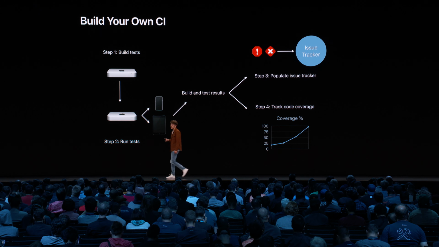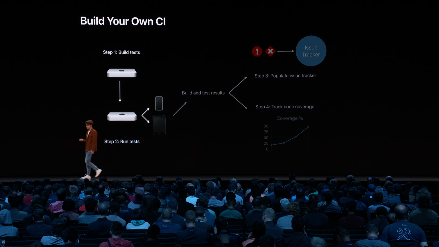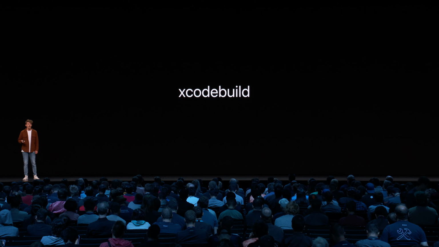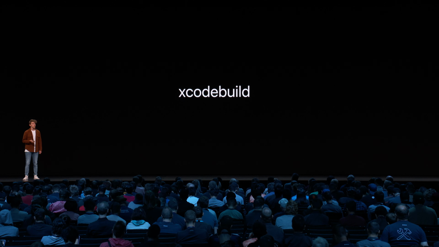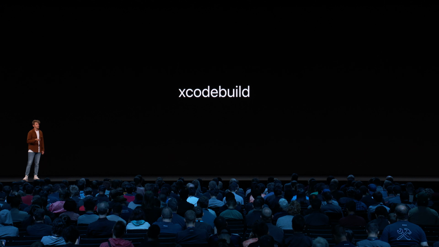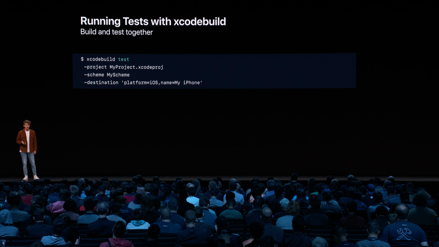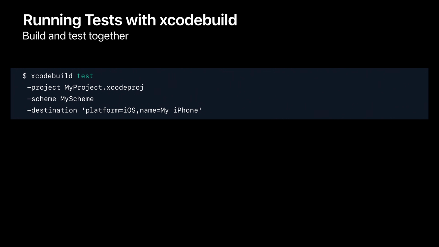Let's start with the first 2 steps, building and running our tests. For these tasks, we'll be using xcodebuild. xcodebuild is the command line interface to Xcode that will power the core of our workflow. Behind xcodebuild sits the Xcode build system and the XCTest testing harness. With xcodebuild, there are 2 ways to run tests. The first is to build and test in the same invocation. For this, you use the test action, passing in the name of the project and scheme you want to test, as well as the destination on which tests should be run.